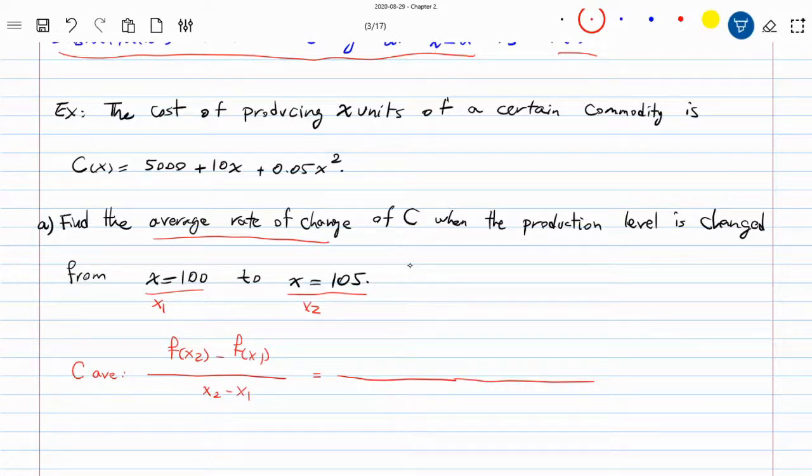Sorry, give me 1 second. Let me see if I can find the calculator.